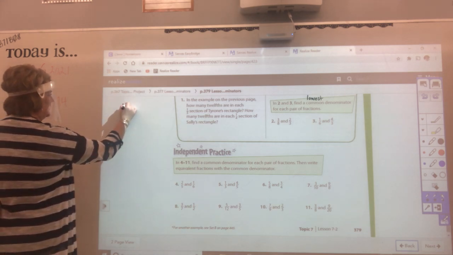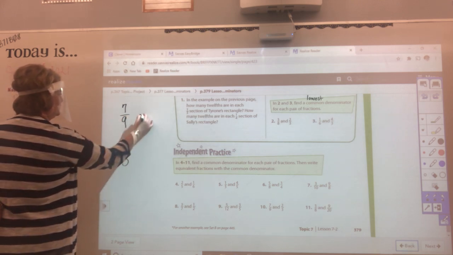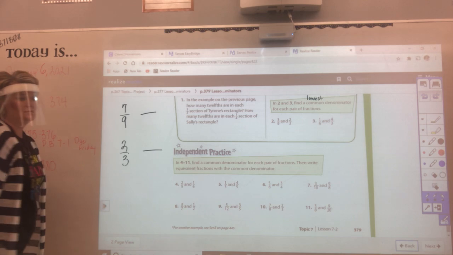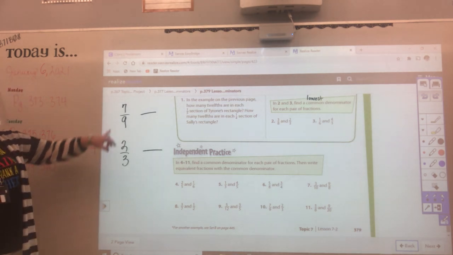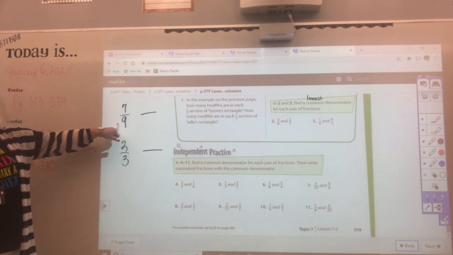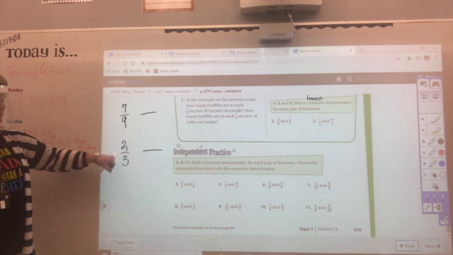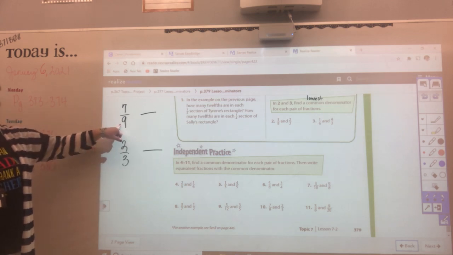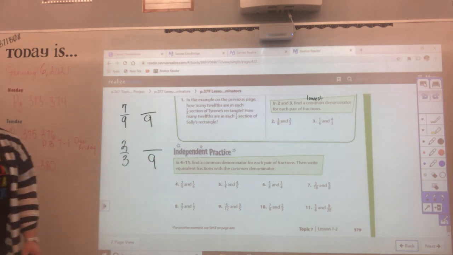Number 10, 7 ninths and 2/3. Okay, find the bigger denominator. Is it 9 or is it 3? 9. Get your pencil there and don't move it. Well, what is 9 times 1, class? 9. Is 3 times anything ever going to be 9? Yes. Yes, then use it. You don't have to keep going up.